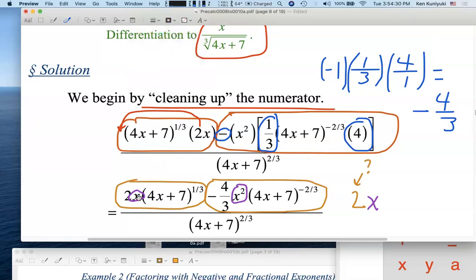In green, we can call 4x plus 7 u, since we will eventually do a u substitution. U to the 1/3 versus u to the negative 2/3. Which do we factor out? The power of u with the least exponent, that's going to be u to the negative 2/3. So if you do the substitution, or the quantity 4x plus 7, that common base, 4x plus 7, all to the negative 2/3, or u to the negative 2/3.